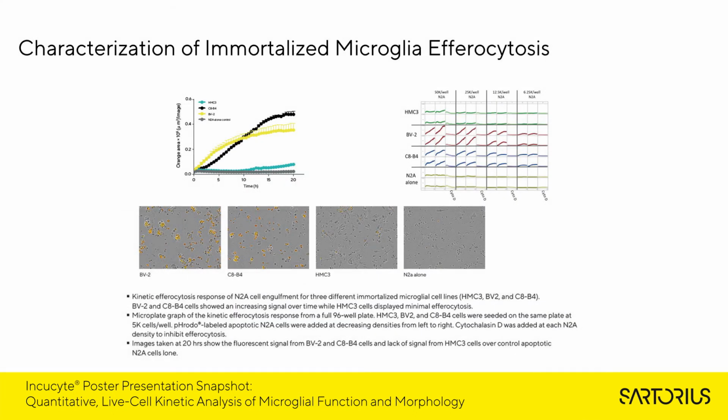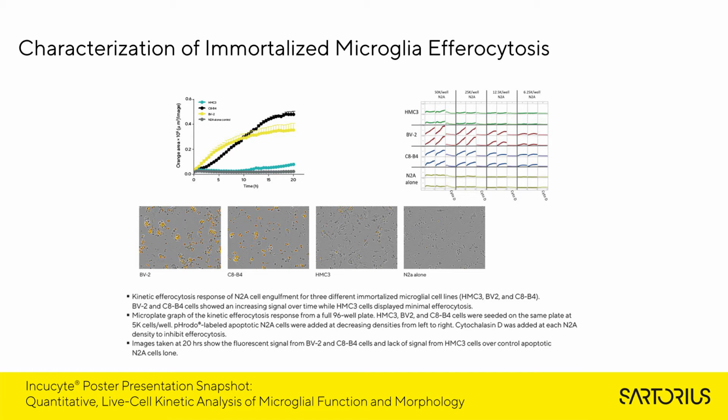Next, we look at characterization of immortalized microglial efferocytosis. So now, instead of using primary microglia or iPSC-derived microglia, these are immortalized microglia cell lines. Now, when using these cell lines, there could be a lot of variability in functional activity, so it's important to characterize these. In this case, in the Incucyte, we're looking at their efferocytosis potential. So the potential for them to actually ingest these apoptotic neuro 2A cells, which is something we would expect a microglia cell to be able to do.